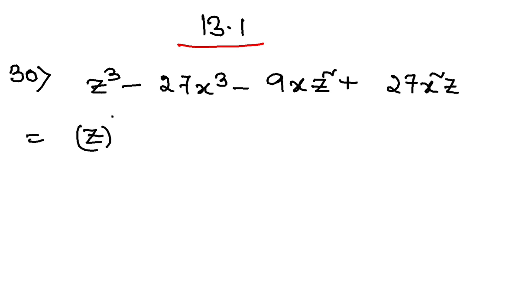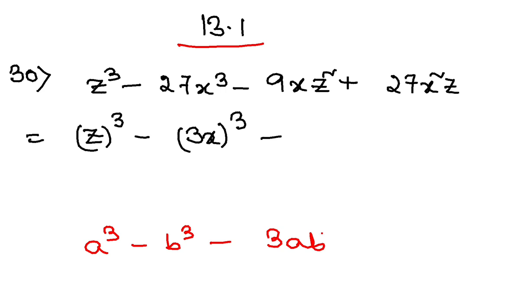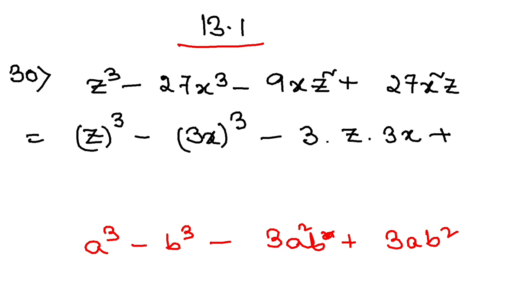There are two cube terms here. Z cube and 27x cube is 3x whole cube, isn't it? Okay, so now minus, so we all know this formula, right? a cube minus b cube minus 3a square b plus 3ab square, isn't it? So this is minus 3 into, what is my a? Z. What is my b? 3x. Okay, plus, now I have to apply 3ab square, so plus 3, what is my a?